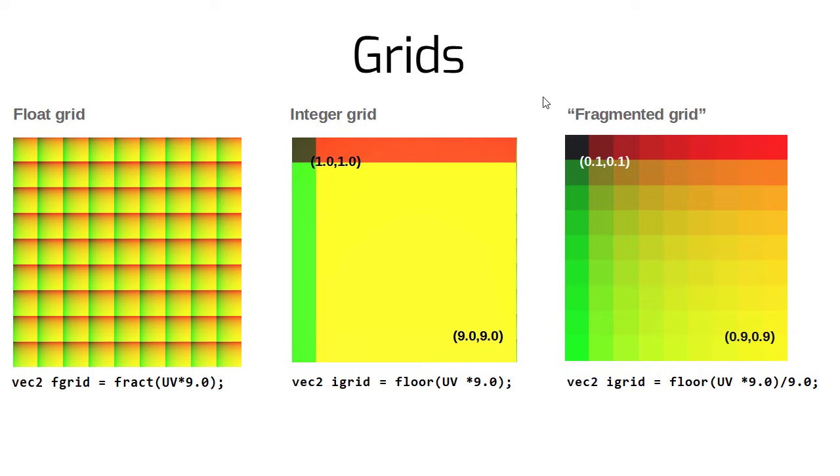Next, I will call the following grid the fragmented grid. It is the same integer grid, with the difference that we divide it again by the same number that we multiplied in the floor function. This way, we get a normalized UV map, but divided in cells of floating values.